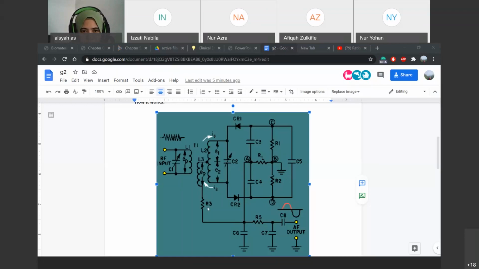R3 will limit the peak diode current and furnishes a DC return path for the rectified signal. And R5, C6, and C7 will form a low pass filter to the output. And lastly, we have C8, which is a coupling capacitor. It AC couples the demodulated signal to the next stage.